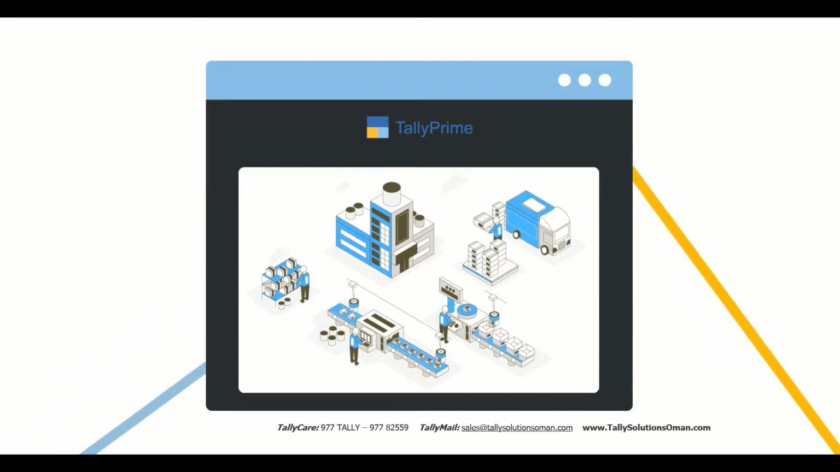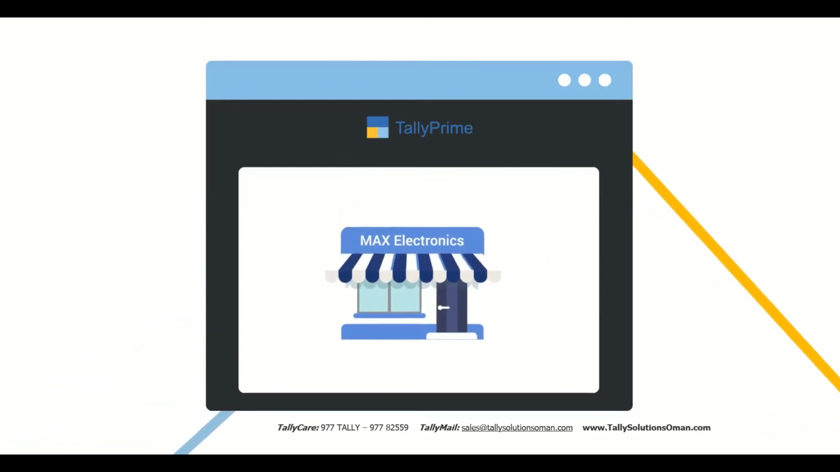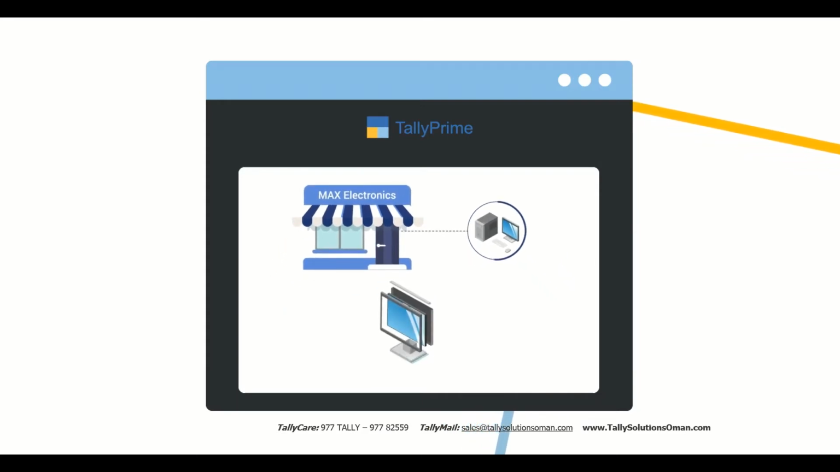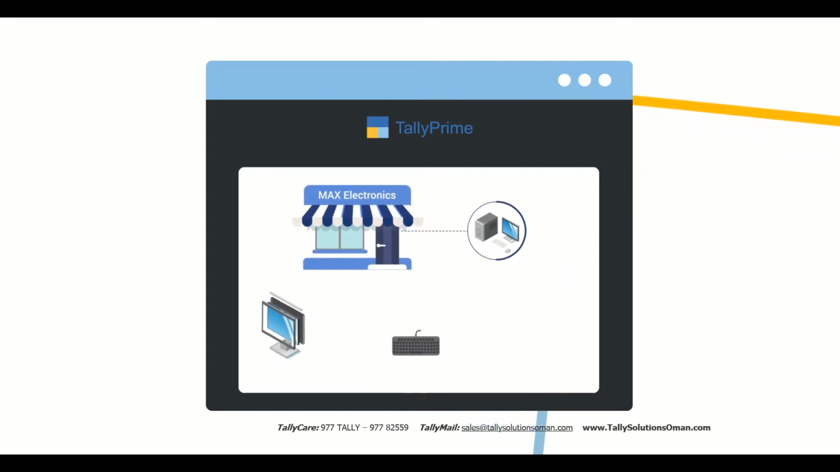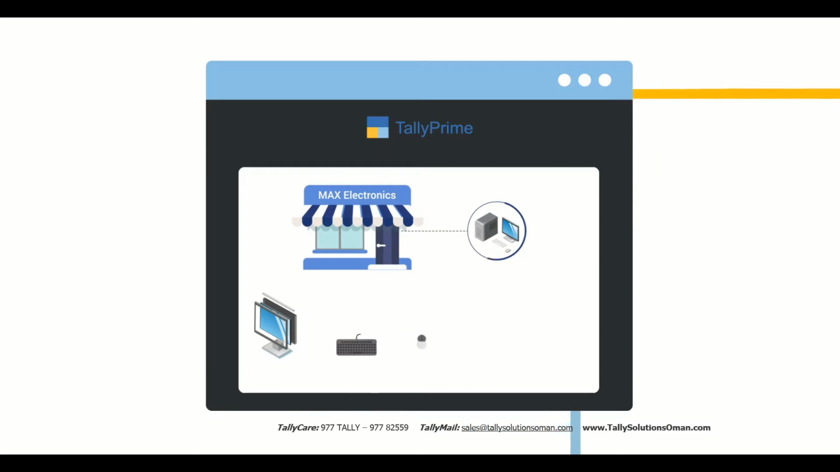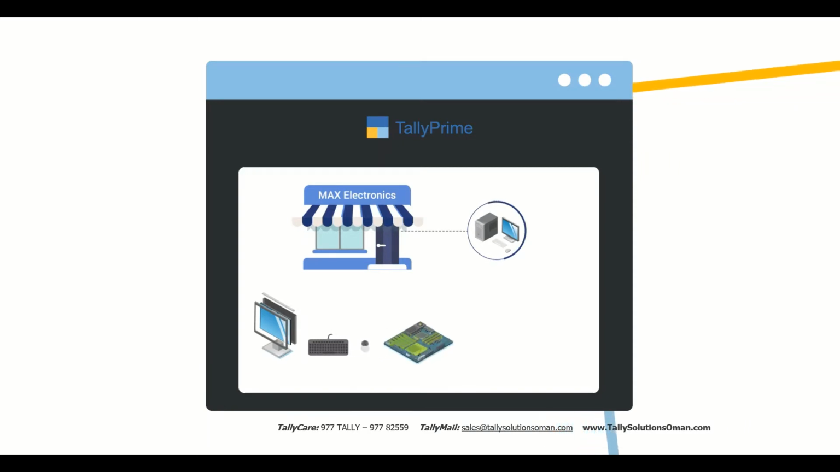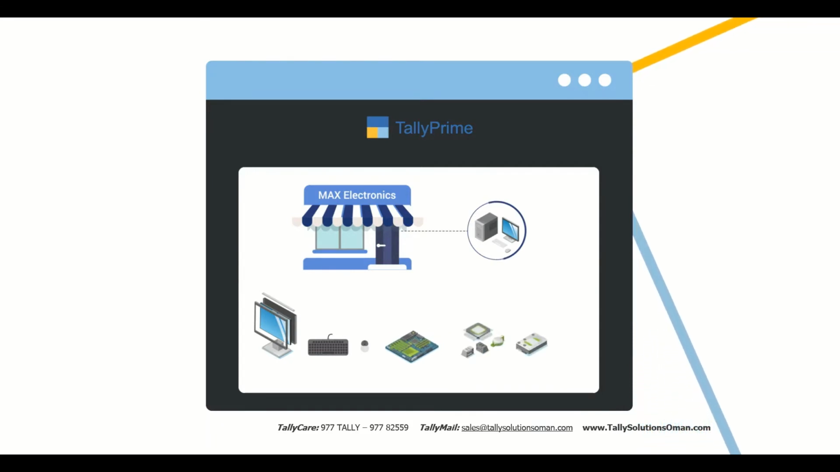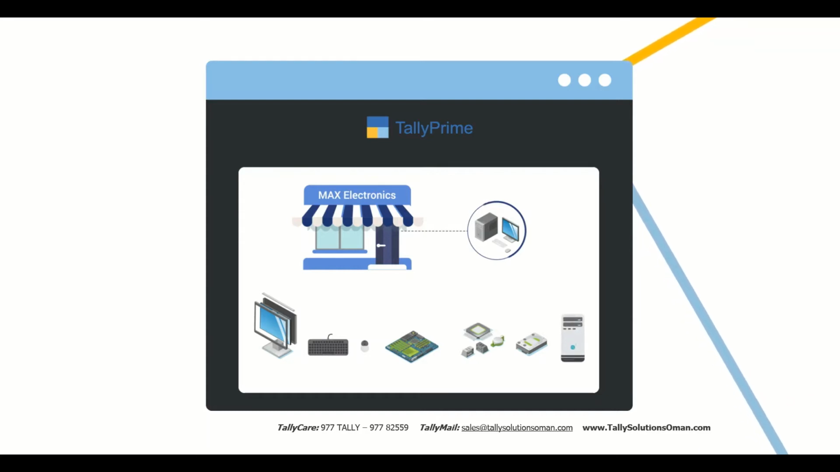Let's start with a business scenario. Max Electronics assembles desktop computers using various computer components. To make one assembled standard desktop, Max Electronics uses the following components: Asus 16.6-inch monitor, Dell wired keyboard, Dell optical mouse wired, Asus motherboard, AMD Ryzen processor, Seagate hard disk 1 TB, Intex USB cabinet.